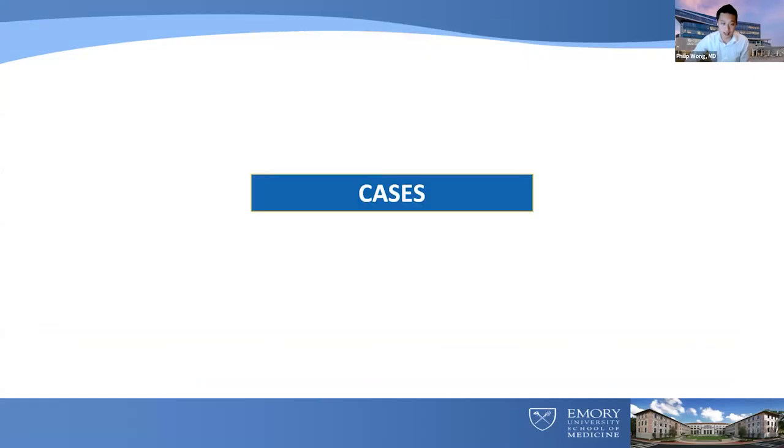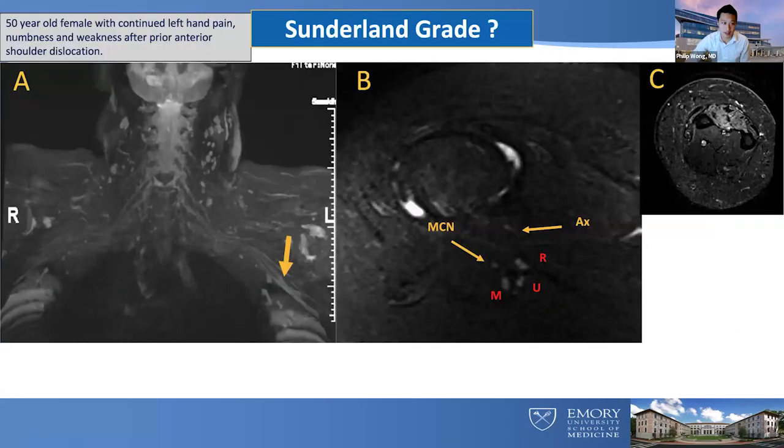So going over some cases. This is a 50-year-old female with continued left hand pain, numbness, and weakness after prior anterior shoulder dislocation. Arrow pointing to the left brachial plexus, at the level of the glenohumeral joint. You can see a little bit of signal over here. And these are pointing to the different nerve branches of the median, ulnar and radial nerve. And here's the downstream myography.